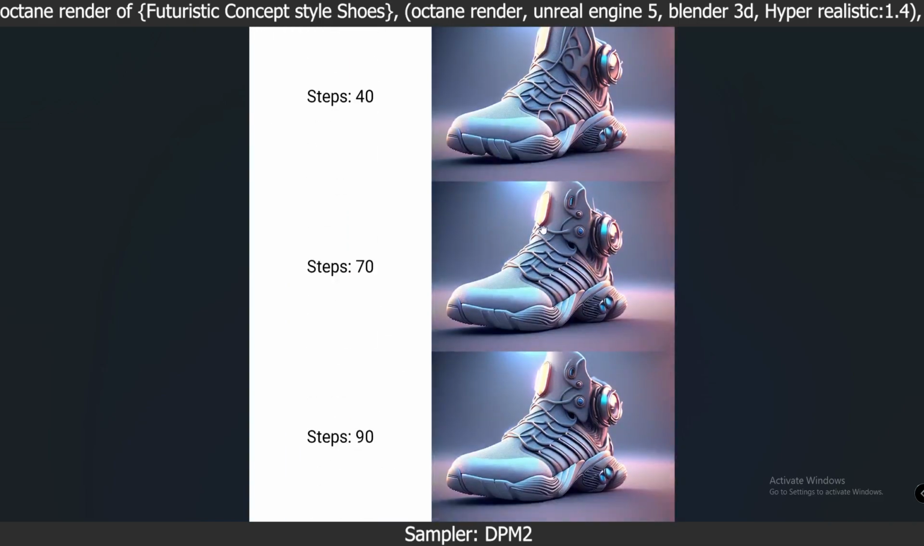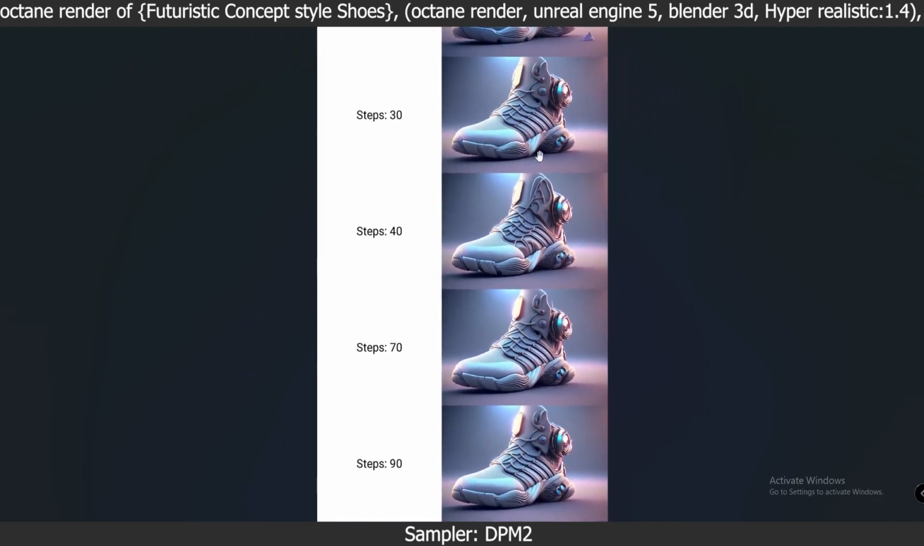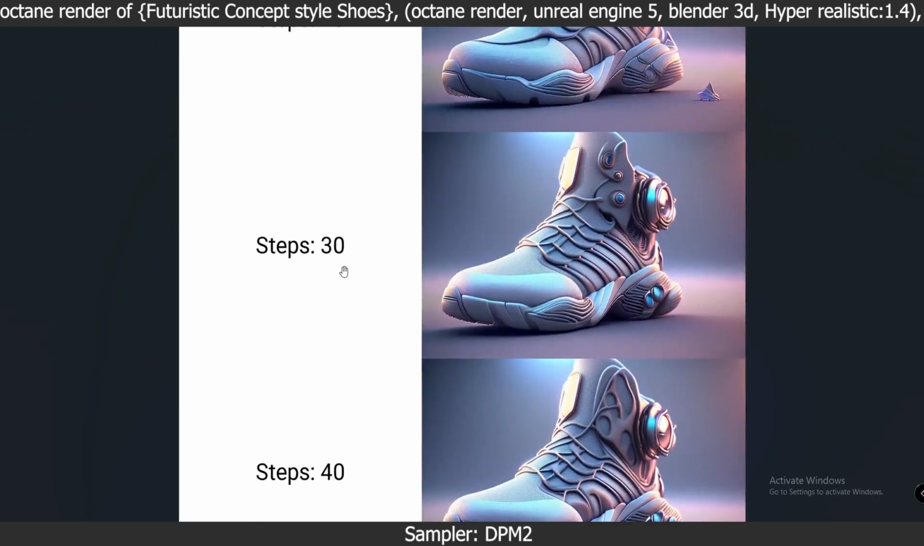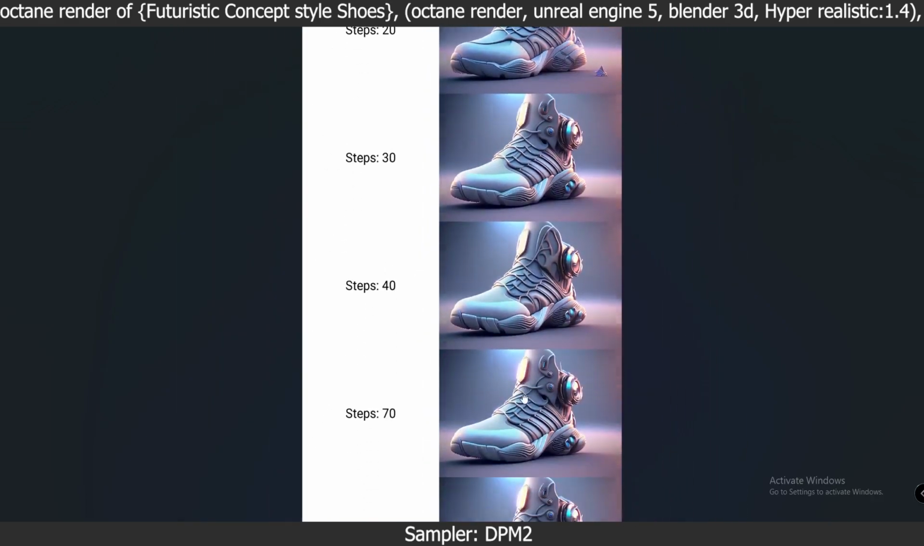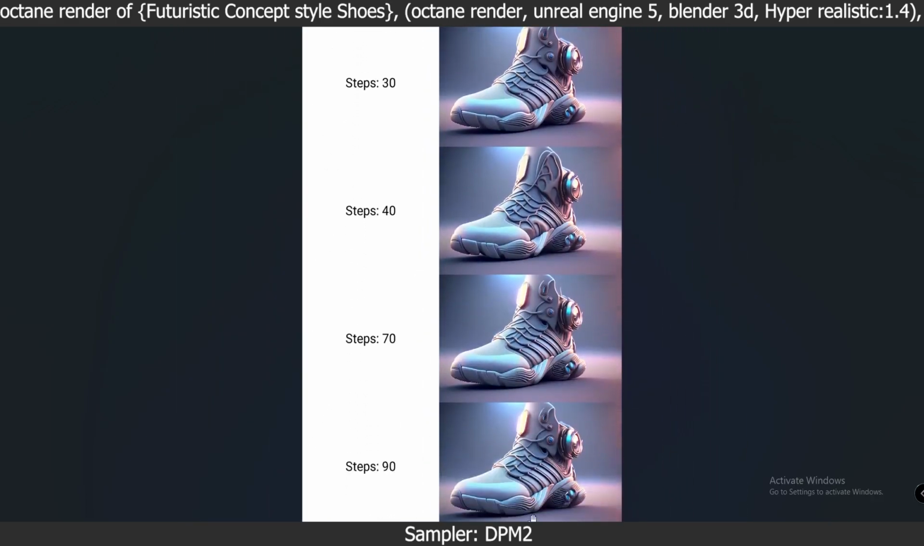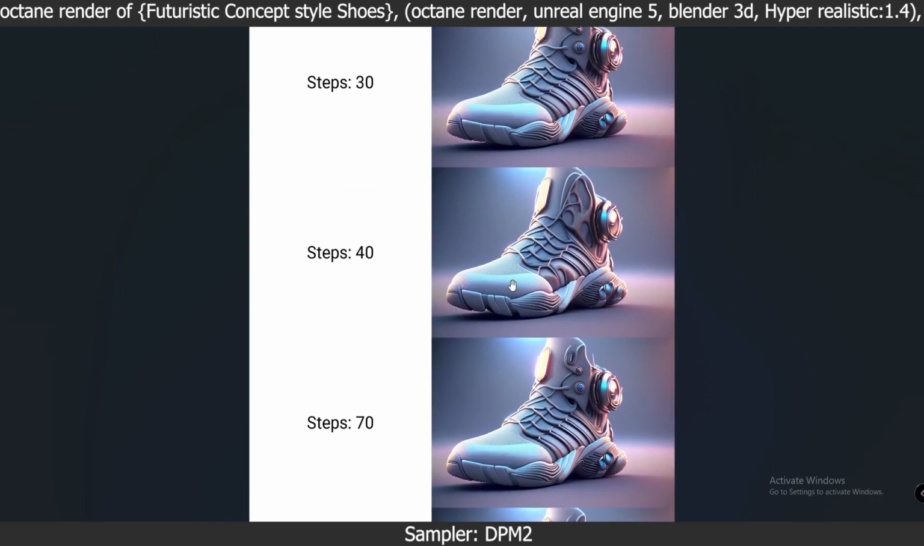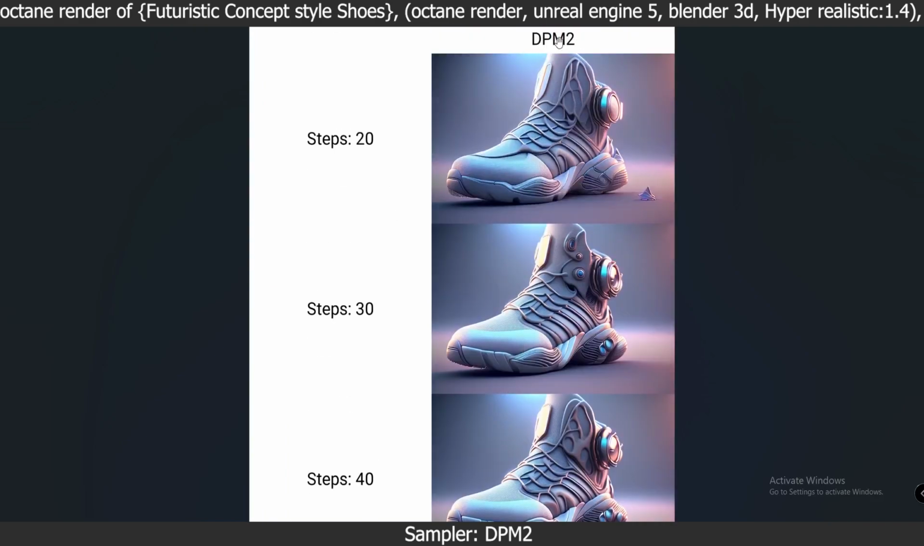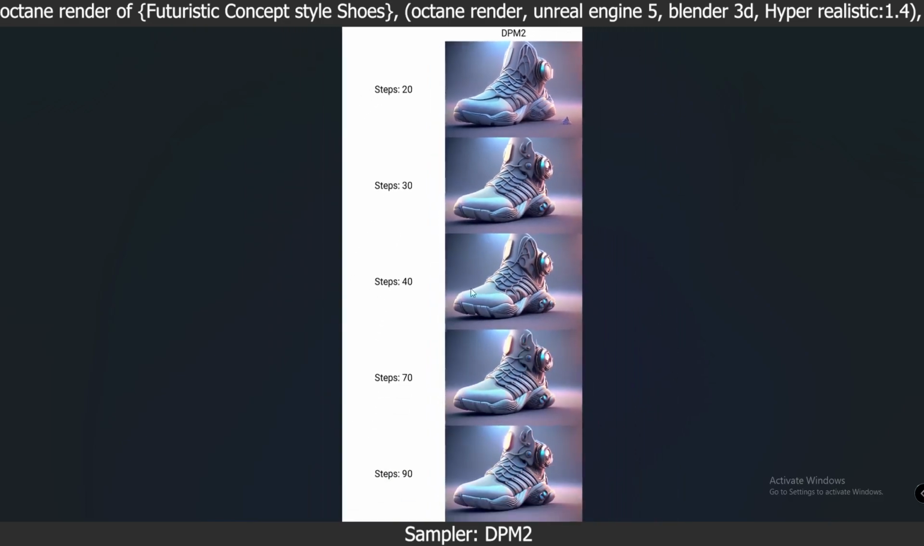Okay, and if you go above 70, you can see it's almost identical to 30. If you compare 30 to 70 and 90, it's totally identical, not much of a difference, totally the same. So if you go with the DPM2 sampling method, I think 30 is more than enough for DPM2. Now let's jump on to our sixth sampling method.